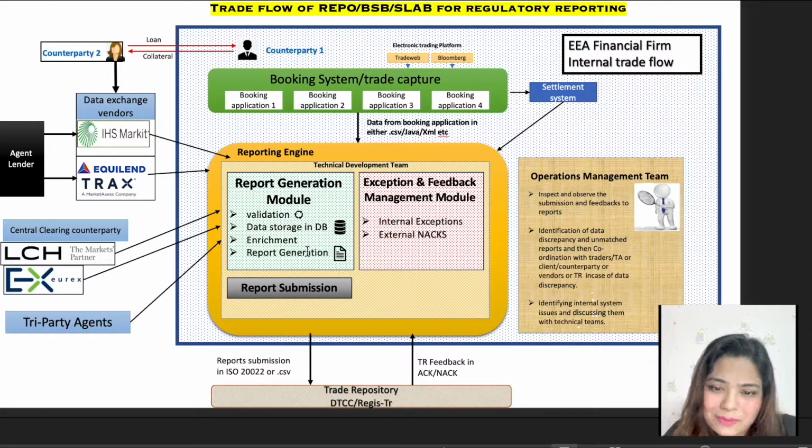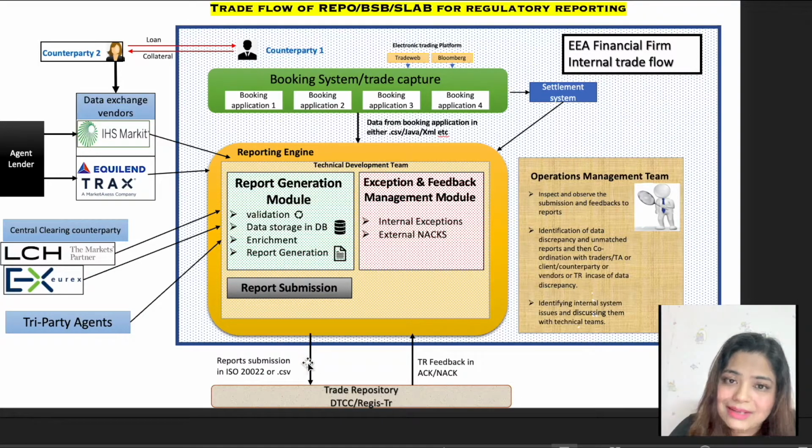Near about 152 trade data fields are reported under SFTR. Once the report generation process is complete, report submission starts. Under SFTR, all reports should be submitted by T+1 at the latest, that is trade date +1. So suppose on Monday I book this trade, then by end of Tuesday we should be reporting all trades to the trade repositories. Once the data is submitted to the trade repository, it gives feedback whether the data is accepted or rejected, that is an ACK or NACK.